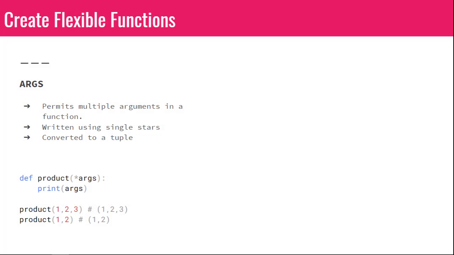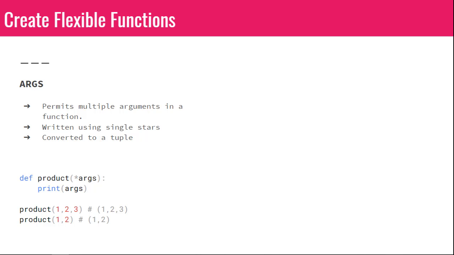Let's understand how we can make our functions more reusable. We can use *args, which provides a convenient way to pass multiple arguments to a function. We can pass multiple arguments in a function, and those will be available inside the function in the form of a tuple. We can write it like this.